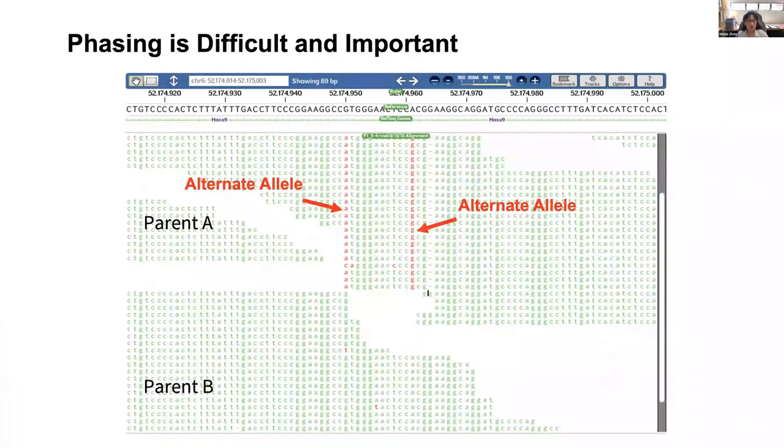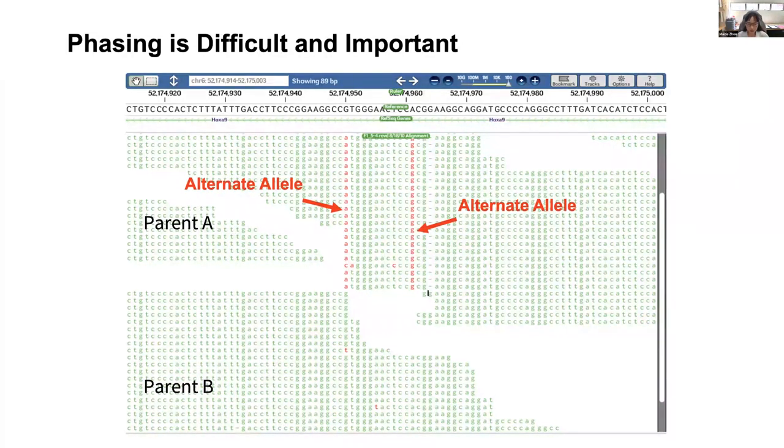So after we detect the variation based on the sequencing reads, this is also called variant genotyping. But there's another procedure that is also very important, which we call phasing. Basically, we try to determine which variants are from the same haplotype and which are from different haplotypes.